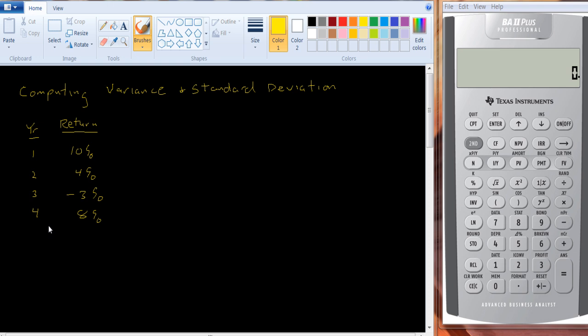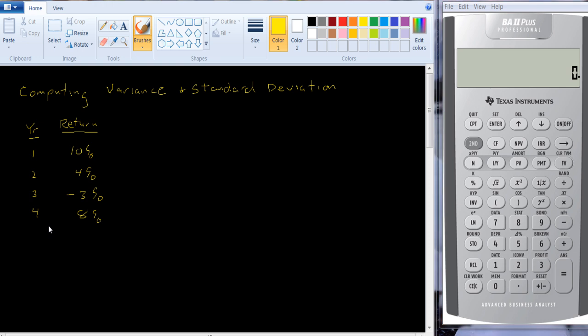I want to discuss how you compute the variance and standard deviation for a number of observations. This is quite common in finance. For example, suppose we have 4 years of returns here, 10%, 4%, minus 3%, and 8%, and we want to figure out the variance. What do we mean by that?